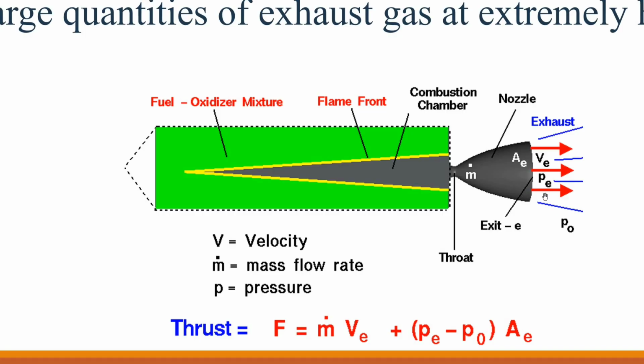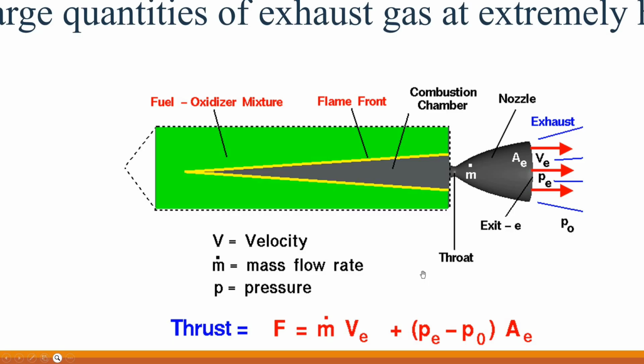The exit pressure of the exhaust equals the surrounding free stream pressure only under a specific design condition. Because this condition is not always met, a more general thrust equation must be used. If the free stream pressure is represented by P_0, the thrust produced by the rocket is given by thrust equals mass flow rate multiplied by exhaust velocity, plus the difference between the exit pressure and the surrounding pressure multiplied by the exit area.